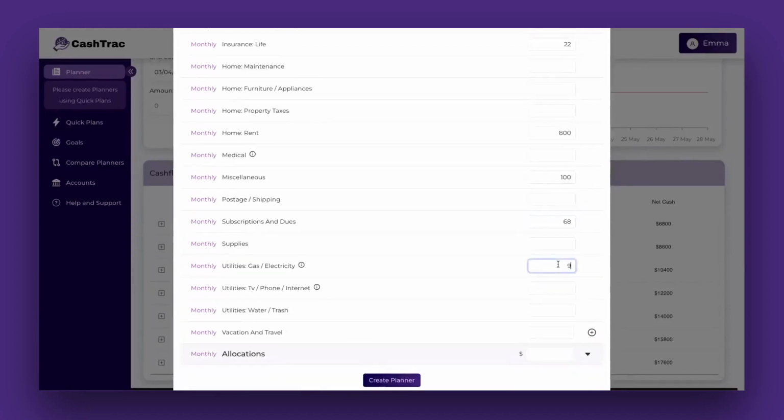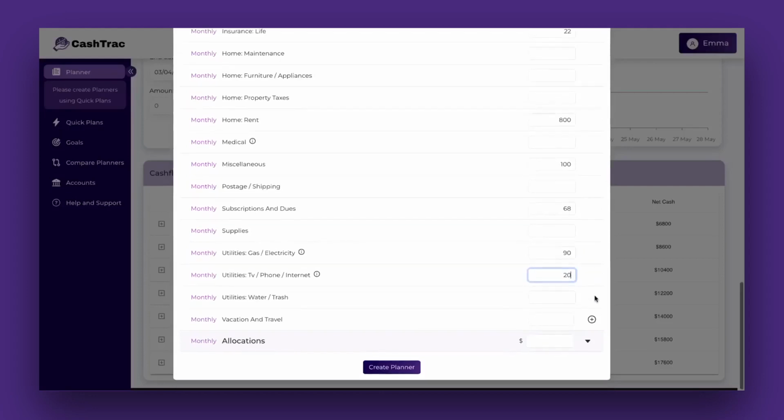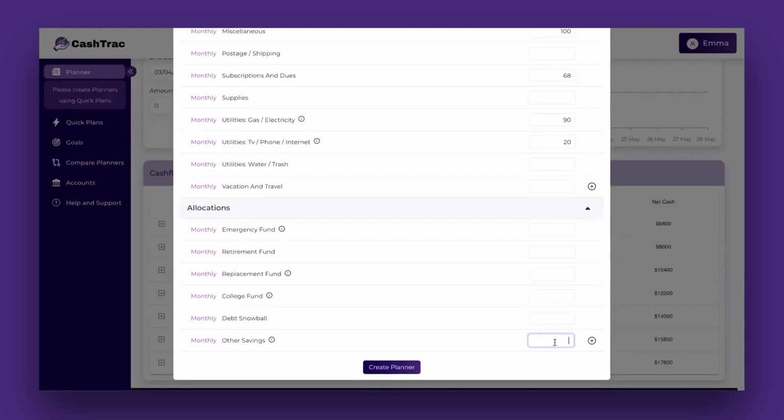Next, she addresses utilities, allocating $90 for gas and electricity, and $20 for TV, phone, and internet services. Lastly, Emma enters her monthly savings, allocating a portion of her income to build her financial reserves.